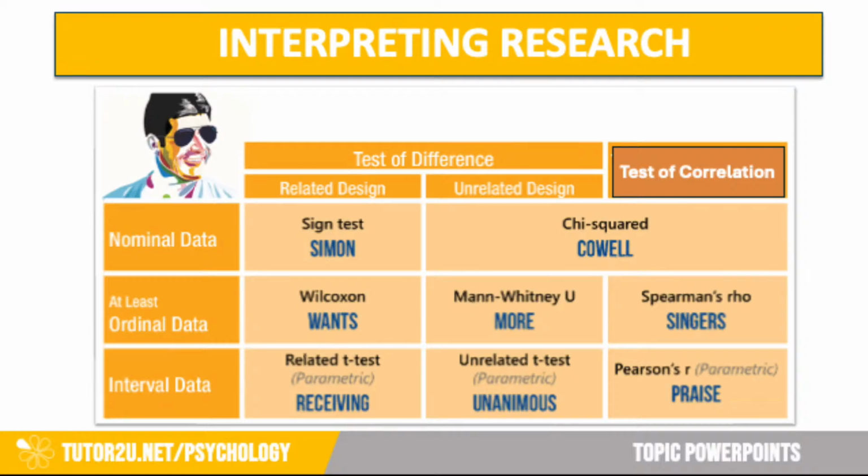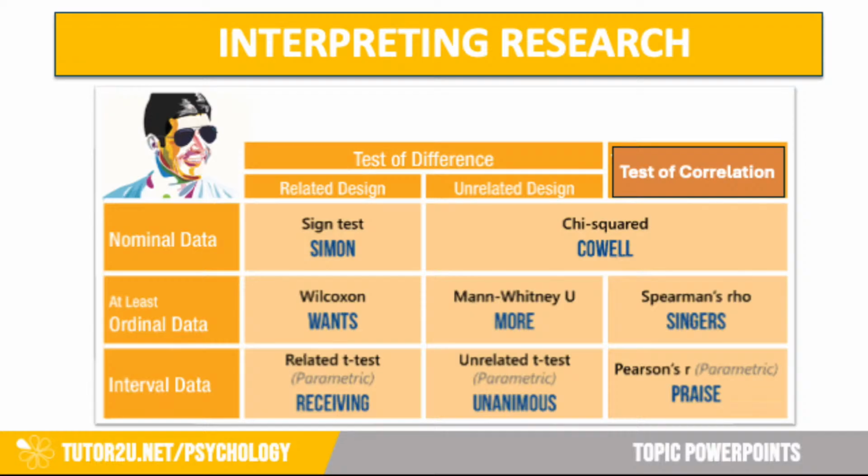So hopefully this is familiar to you. You are going to need this, so if you don't know this off the top of your head, perhaps take a picture now. On the left hand side, we've got the levels of measurement: nominal, ordinal, interval. Across the top, we've got our tests. Some of these are suitable if we're looking at a test of difference. Some of them are suitable if we're looking at a test of correlation. And then also across the top, we've got our designs, related and unrelated.